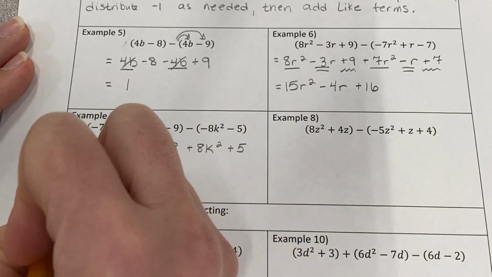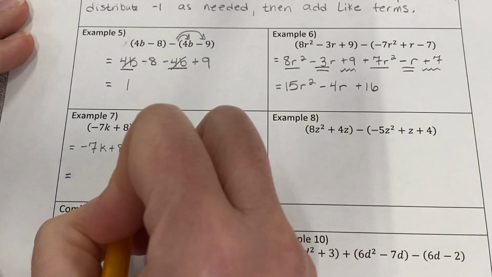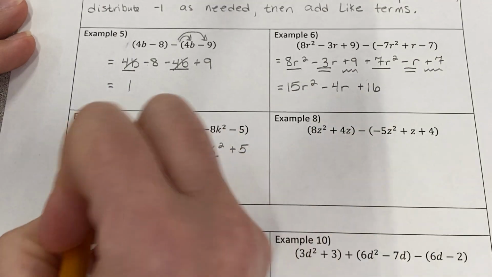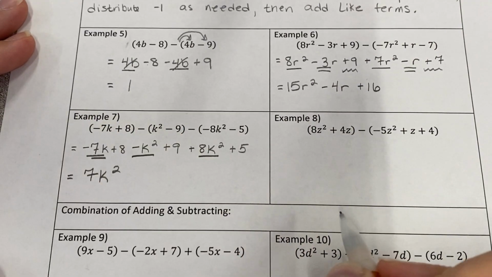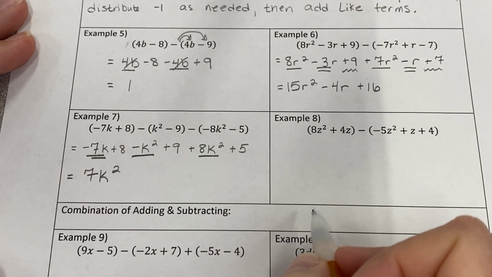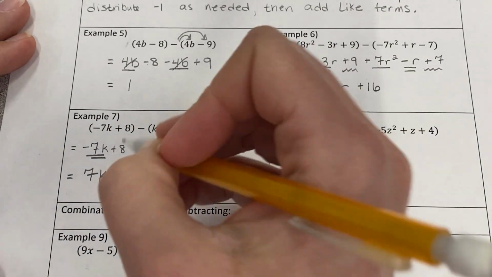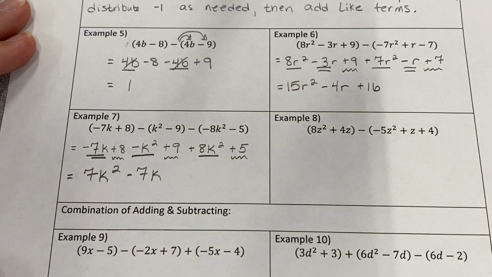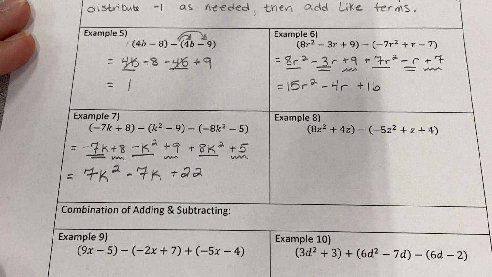Combining like terms, again, I'm starting with the highest exponent. It won't be wrong if you don't do that, but it just won't be standard. All right, so negative 1k squared plus 8k squared is 7k squared. Negative 7k, that's it, negative 7k. 8 plus 9 plus 5 is 22, positive 22, so we'll get plus 22.